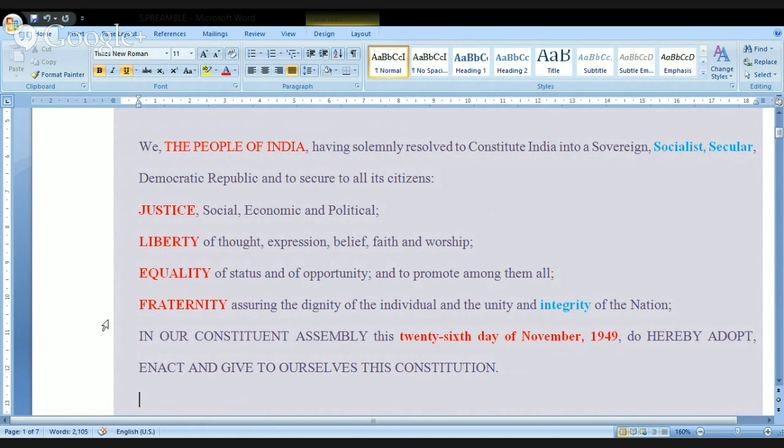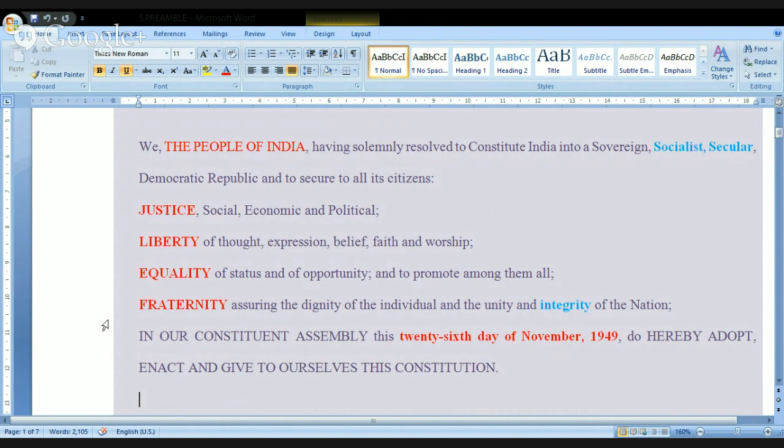And if you go to the last but one line, second line from the bottom, 26th day of November 1949. Kindly remember this one. This is the date that is mentioned in the preamble. And we know the significance of 26th day of November 1949. This is the date on which the Constituent Assembly adopted the Constitution. In the sense, the date of adoption has been mentioned in the preamble and not the date of enforcement of the Indian Constitution.